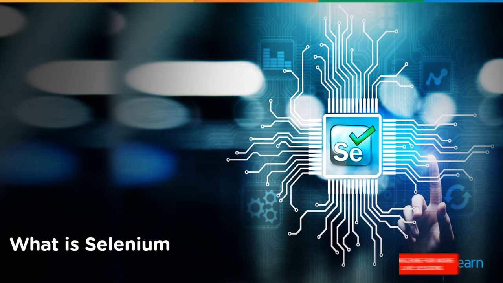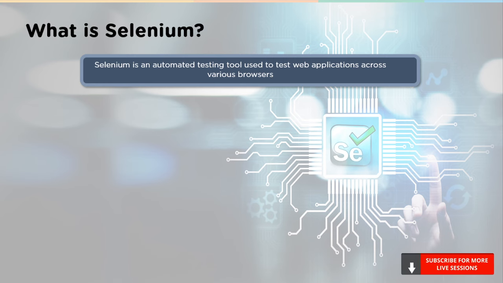Now, what exactly is Selenium? Selenium is an automation testing tool used to test web applications across various browsers. Now, it can only test web applications and requires other tools to test desktop and mobile applications. Well, that's a bummer, huh?